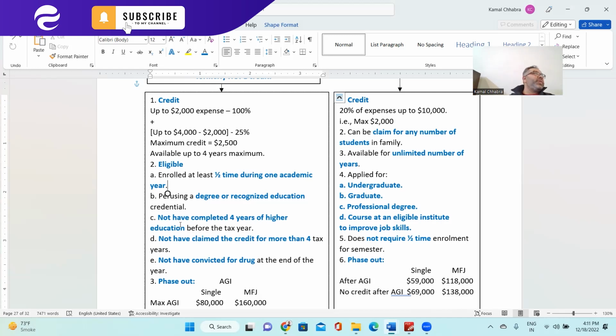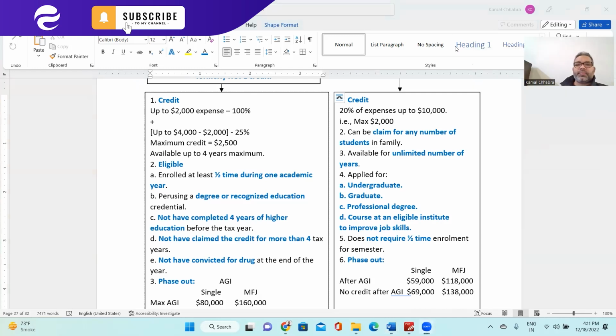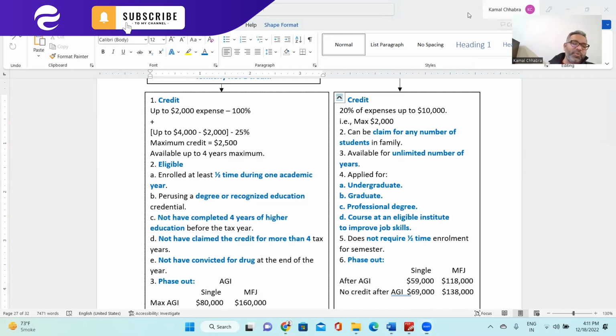Not have been convicted of any drug abuse at the end of the year, right? This is also very important because in college, many students get addicted to drugs, right? So if you got caught by the police as a drug addict, then also you will not get the benefit of this tax credit, right?